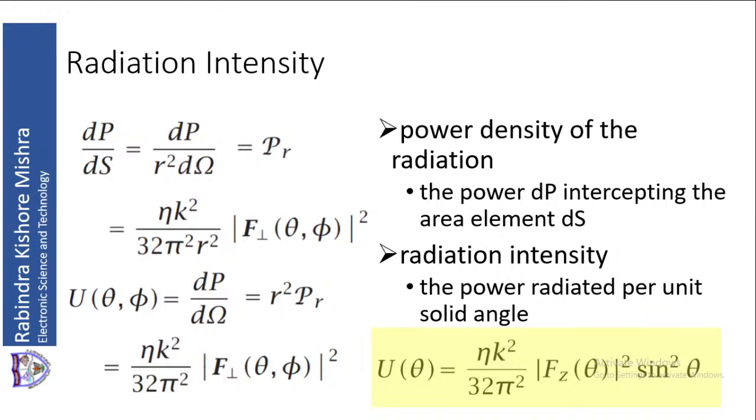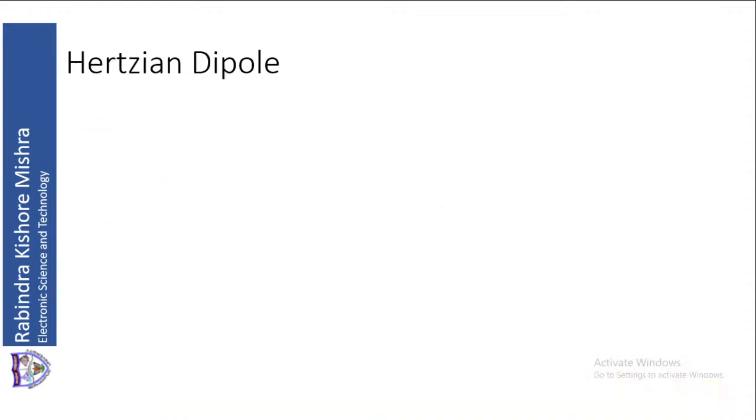Now once we are equipped with this, let us consider a Hertzian dipole. What is a Hertzian dipole? A Hertzian dipole is actually a fictitious dipole, but in engineering we call a linear antenna a Hertzian dipole if its extension is less than lambda by 50.